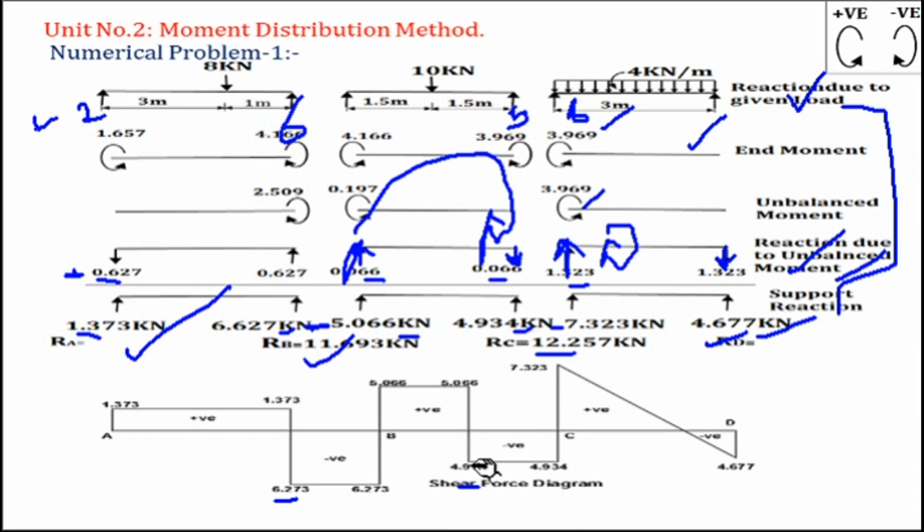then minus 10 you have 4.934, no loading, so straight line, and reaction is 12, so minus 12, and this minus 4.934 becomes 7.323. This value is there, so you may directly take from here. And last value UDL, if you take minus 4 into 3 you will get 4.677. So for point load, vertical line; no loading, horizontal line; for UDL, inclined line. So this is your shear force diagram. Okay, thank you.